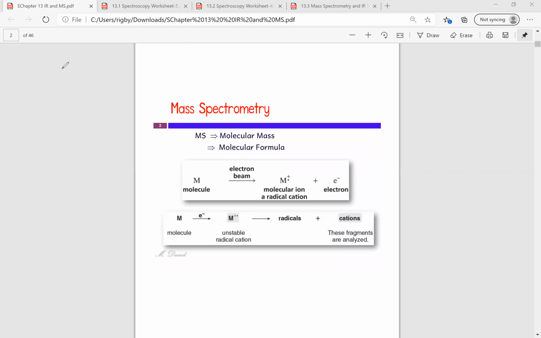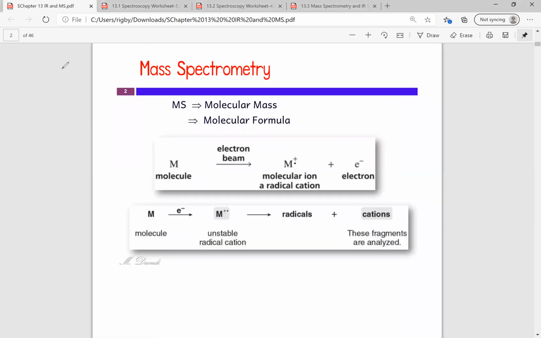We put the molecule in that machine, we bombard it with electrons, and it knocks off an electron from the molecular ion, sorry. And where it knocks off that electron will tend to be either a lone pair, such as on an oxygen, or from a bond. And what will happen is we end up with something called a molecular ion radical cation. Then it will spontaneously fall apart into its radical and cation form.